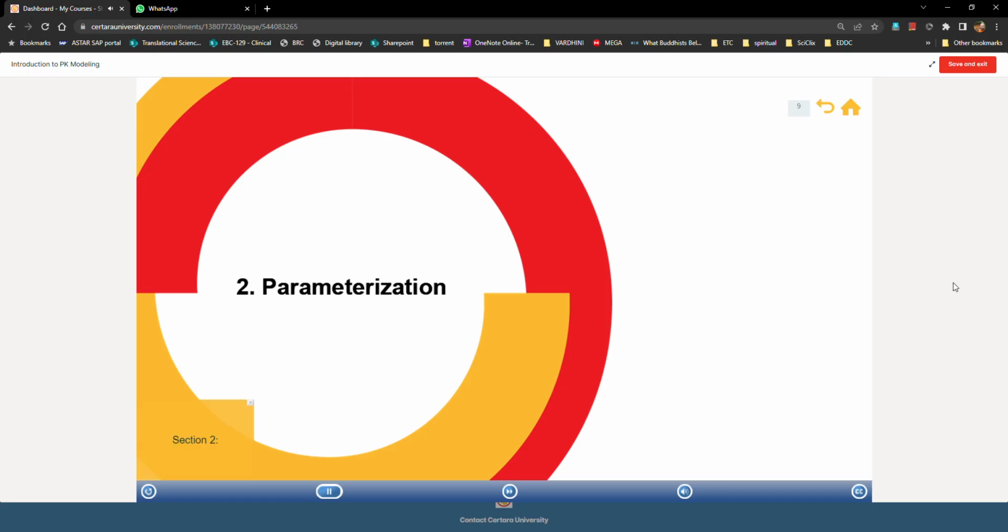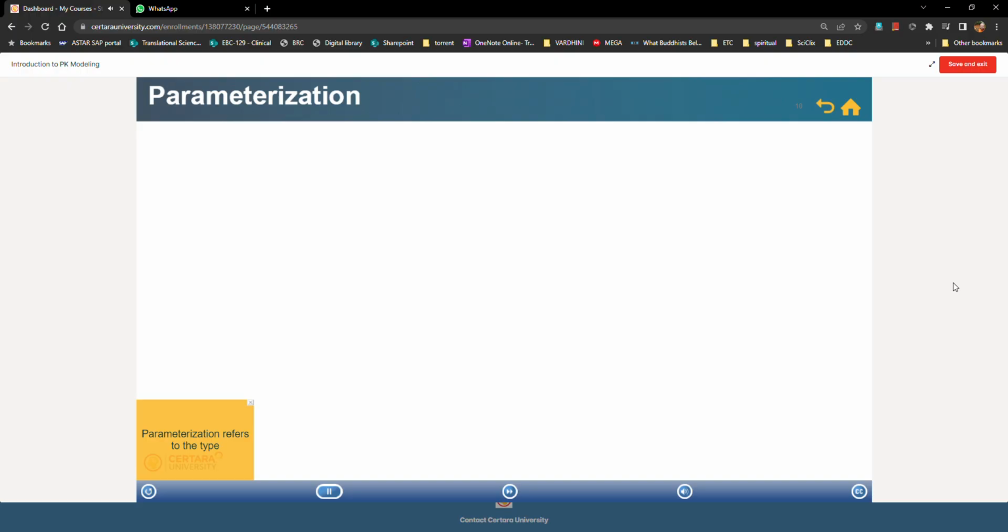Section 2. Parametrization. Parametrization refers to the type of parameters that are used in the model. Examples include clearance parameters, microparameters, and macroparameters. Let's see how these differ.